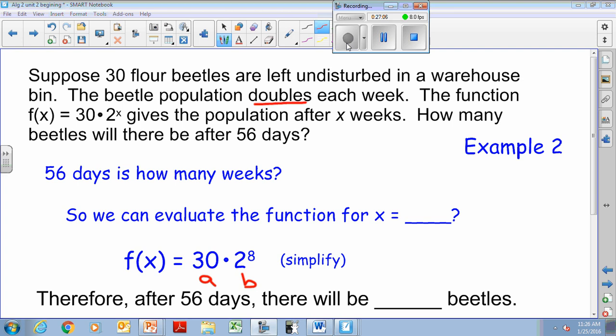They were young. In any case, f of x is just the name of the thing. You don't do any work with the left side, you always work on the right side. It gives the population after x weeks. Gives the population, underline that. So I use this thing to find out what the population is going to be.